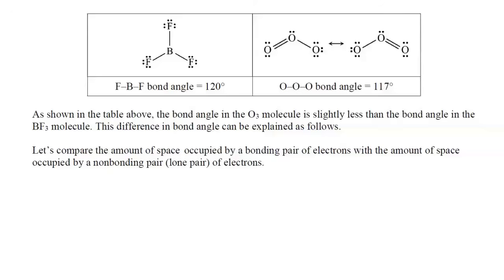The bond angle in BF3 is 120 degrees. That's based on the trigonal planar geometry. And the bond angle for ozone is not 120, but slightly less than 120. So this difference in the bond angle can be explained as follows. Let's compare the amount of space occupied by a bonding pair of electrons with the amount of space occupied by a non-bonding pair or lone pair of electrons.